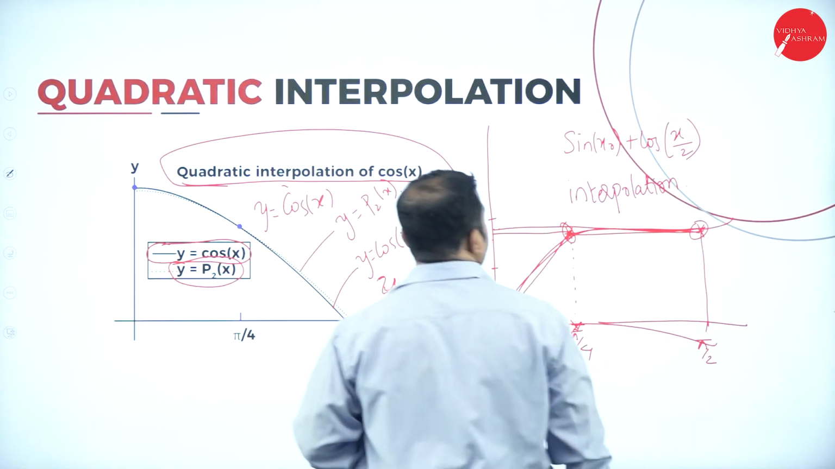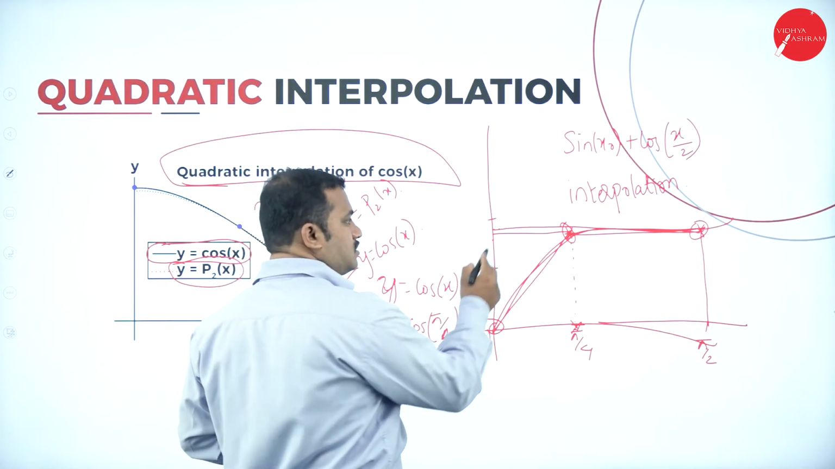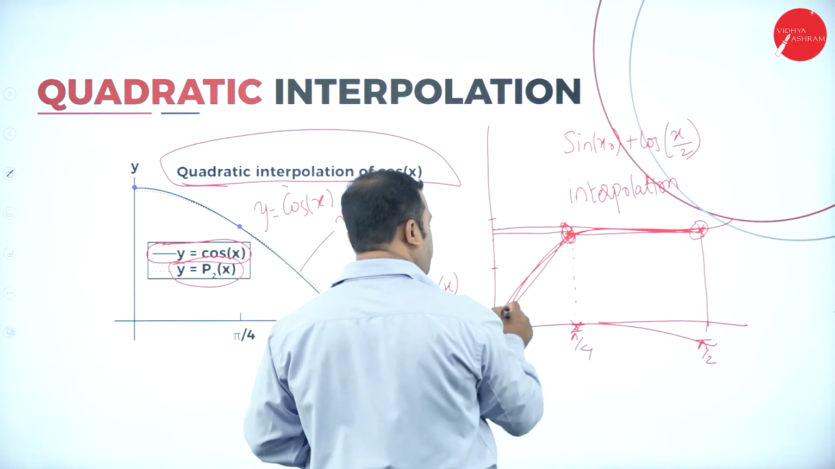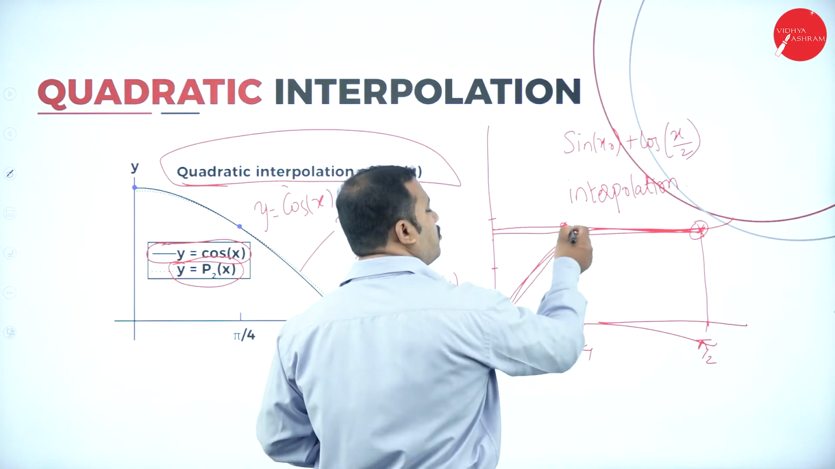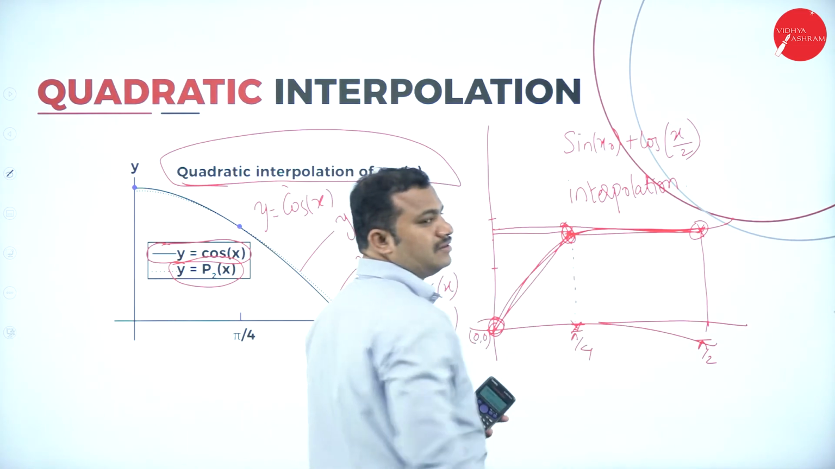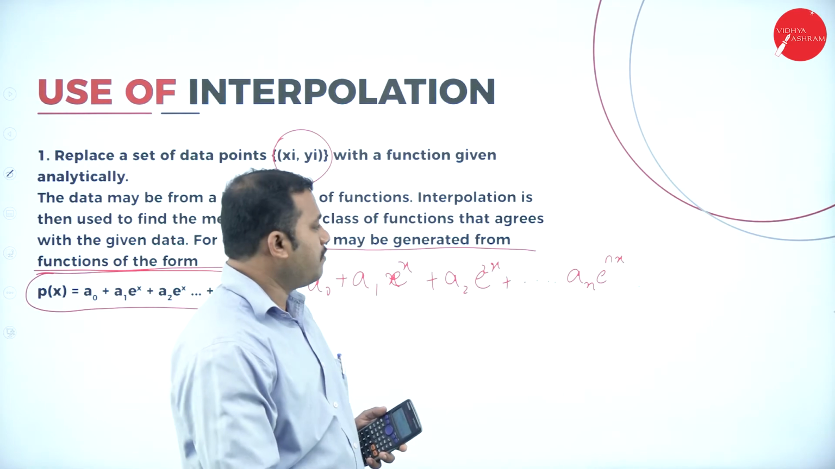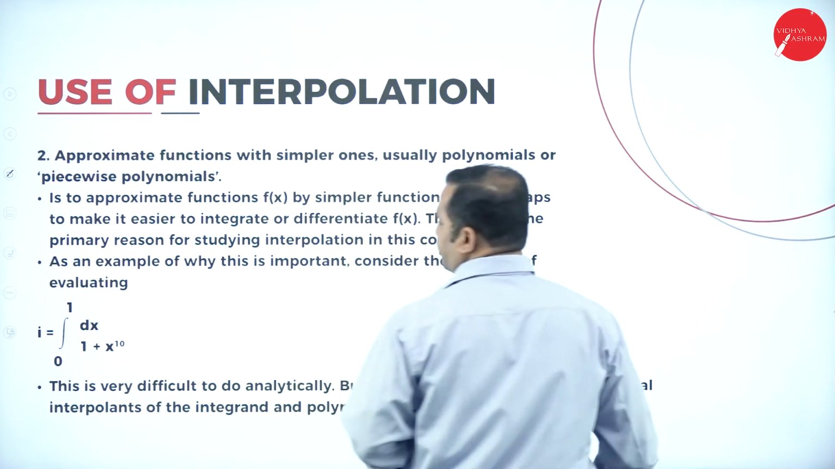How does the interpolation work here? Let us work it out through the integration. Connecting the data points is called interpolation. Interpolating the values of one data point with the values of another data point is called interpolation.